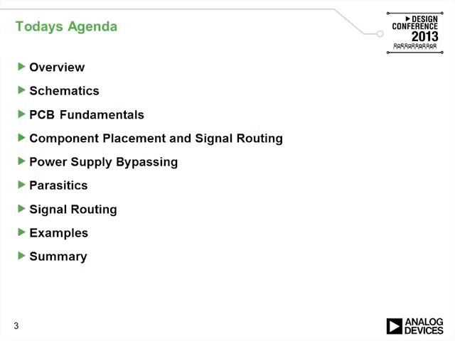Today's agenda, we're going to have an overview of what a high-speed PCB is. We'll have a basic look at the schematics and how the schematics tie into PCB design. We'll take a look at PCB fundamentals. We'll have some examples of component placement and signal routing. Then we'll look at power supply bypassing. Then we'll see what the effects of parasitics on high-speed PCB performance are. Then we'll have a closer look at signal routing. Then we'll have examples, and we will close with a summary of PCB do's and don'ts.